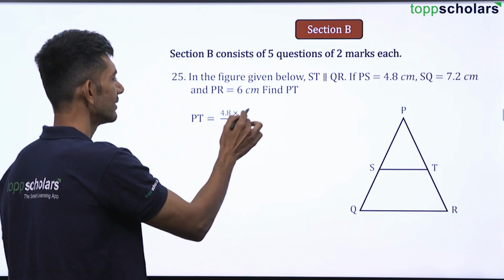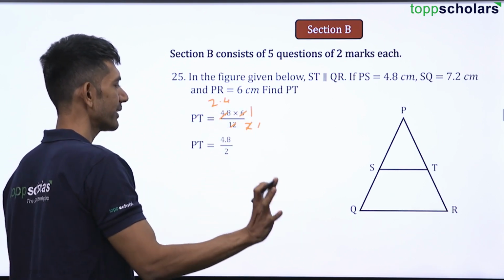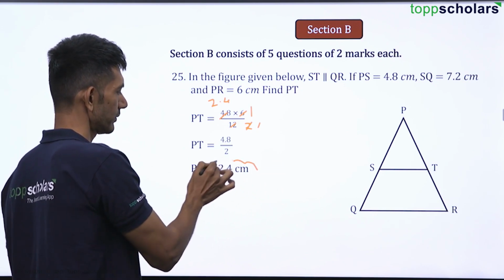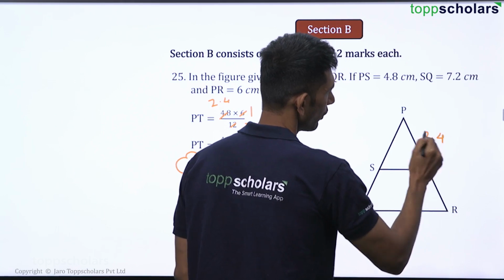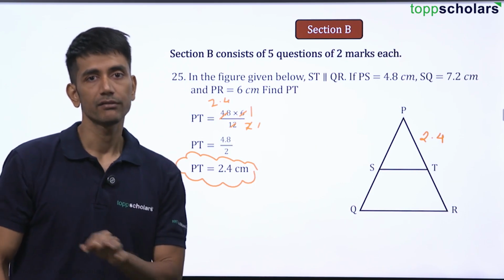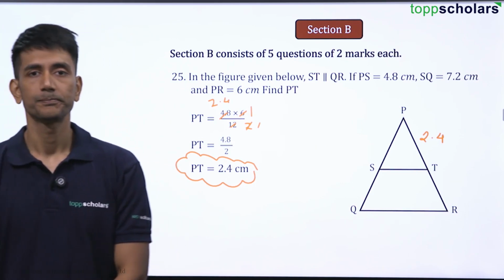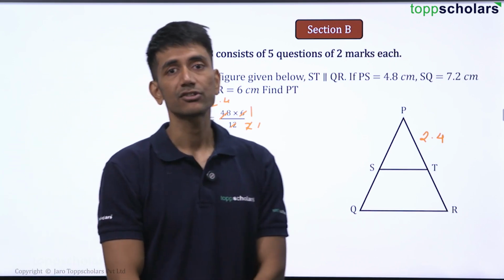And then 6 ones are, 6 twos are, 2 ones are, 2.4s are. So 2.4 is the answer. Okay. So this is 2.4 centimeters. Yes, centimeters. So write down the unit correctly at the end. If the unit is centimeter, write down centimeter. Clear? So in this way we have done section B as well.